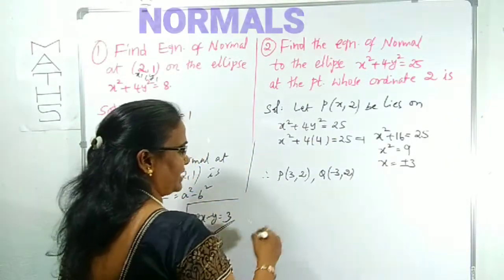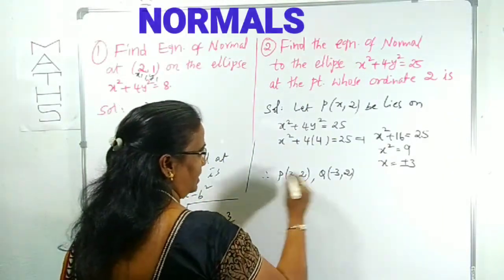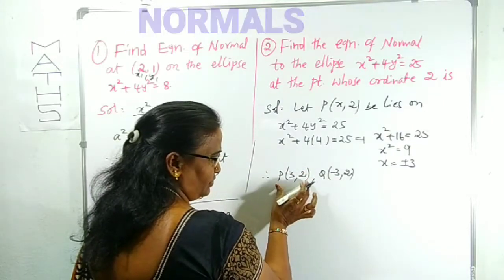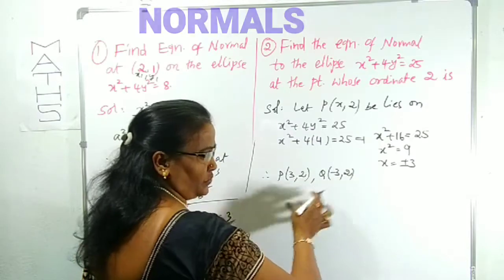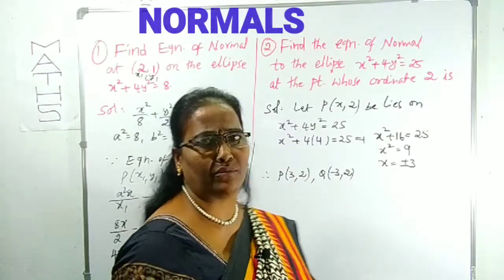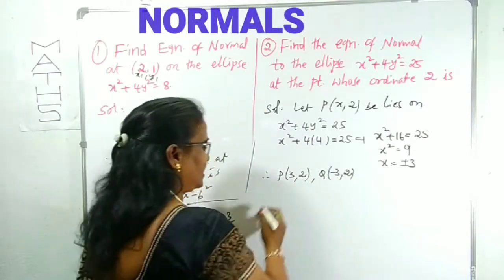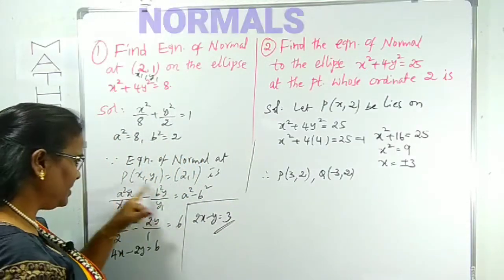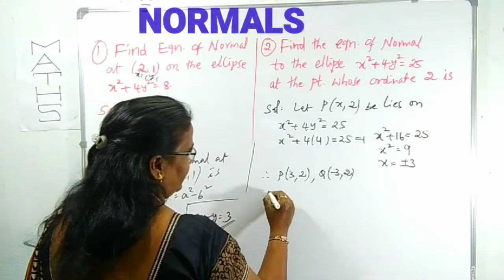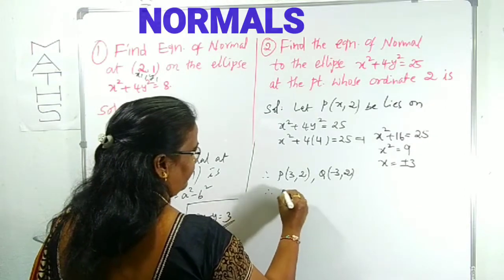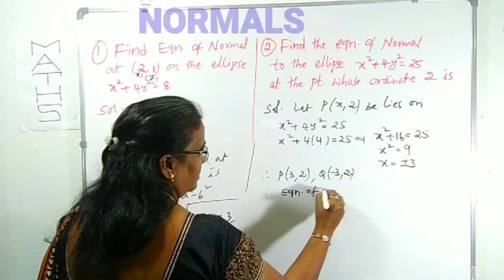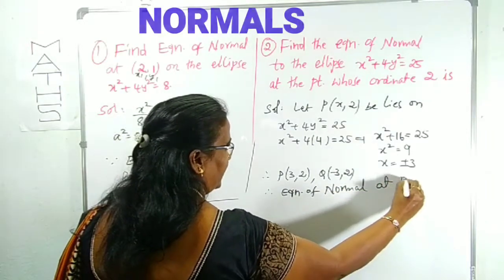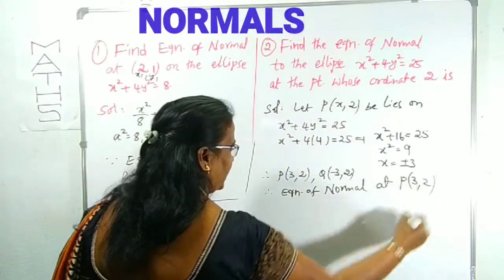So at P we can find it. If the options are according to P, we can choose P, otherwise Q, in the case of the final examination. Here I am doing P only, using the same formula. So the equation of the normal at P (3, 2).